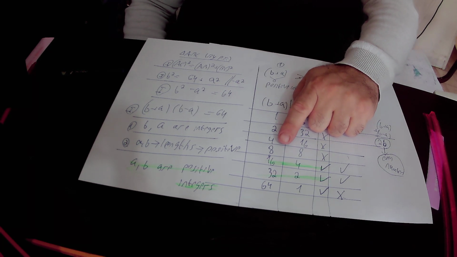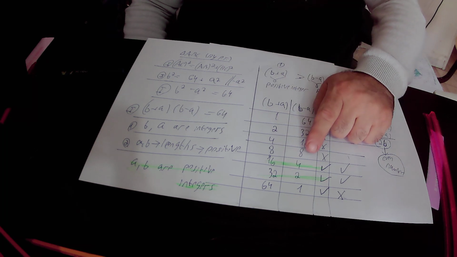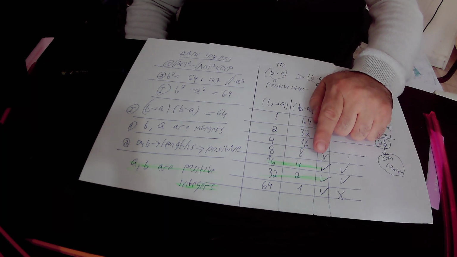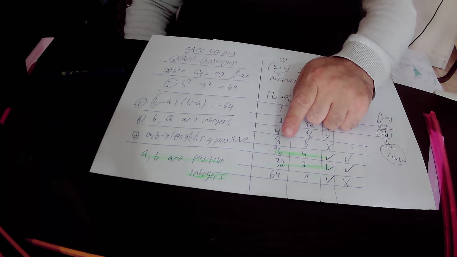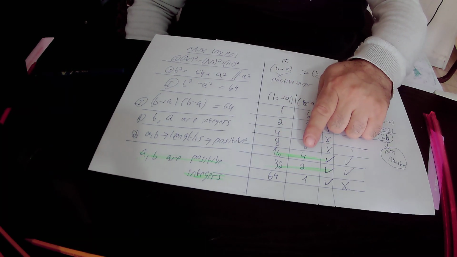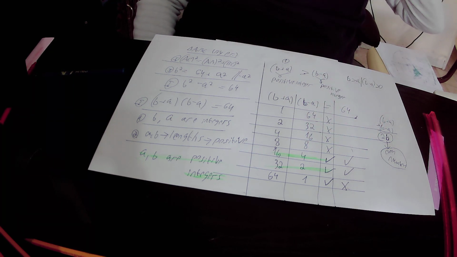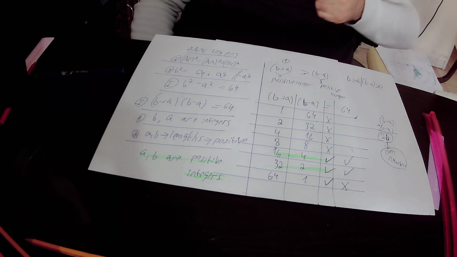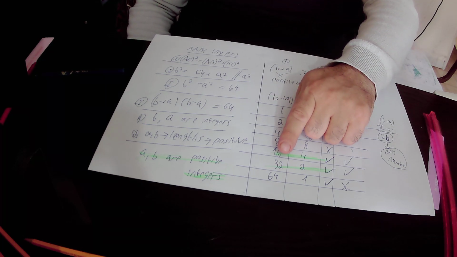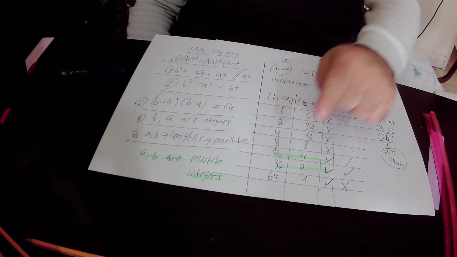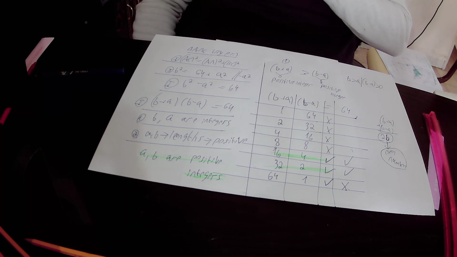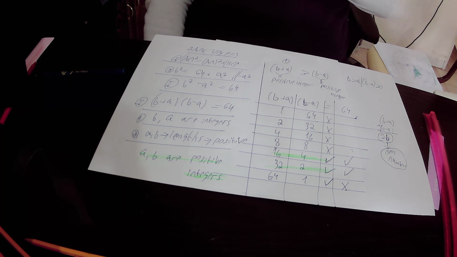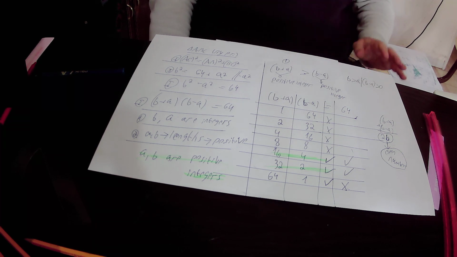We have another possibility that the first number is 16 and the second number is 4, and 4 times 16 is also 64. And we have another possibility that the first number is 32 and the second number is 2, and 32 times 2 is 64. And finally, we have the possibility that the first number is 64 and the second number is 1, and 64 times 1 is also 64. Okay, so we have here 7 possibilities for the solution of the question.